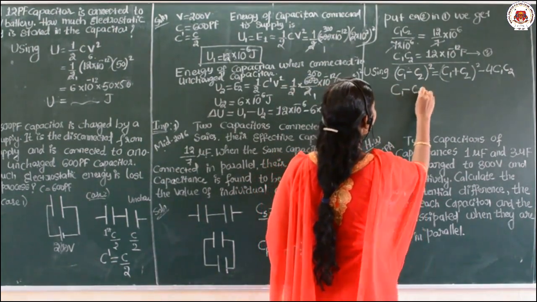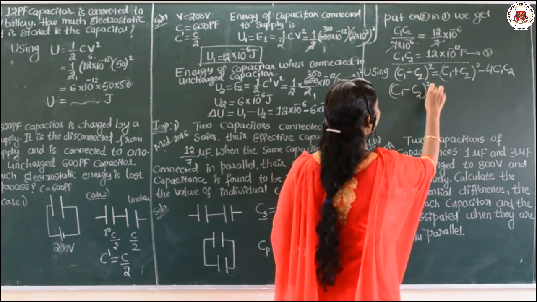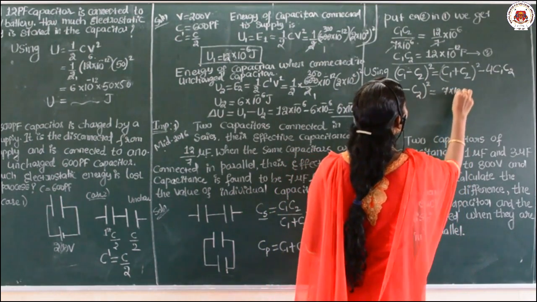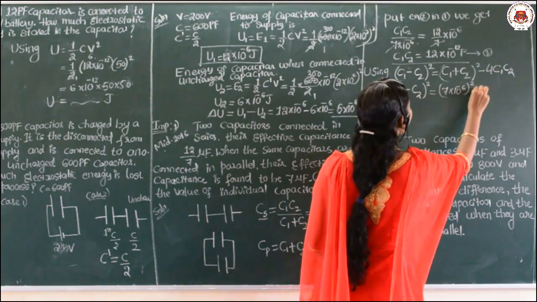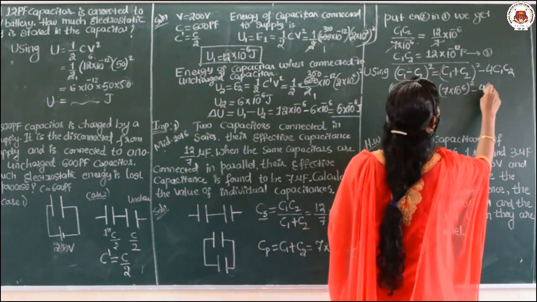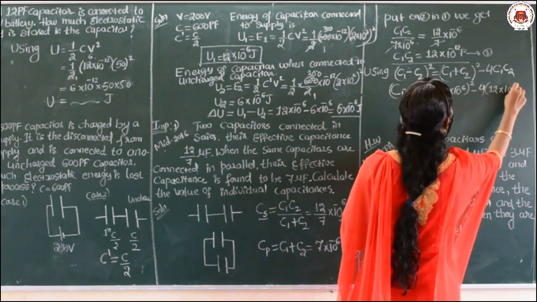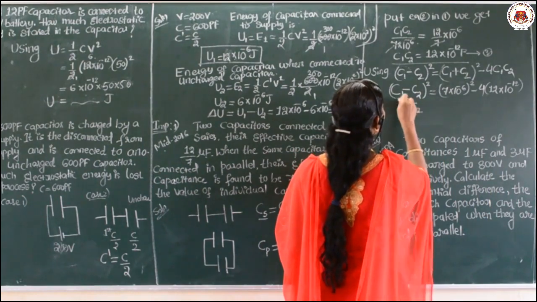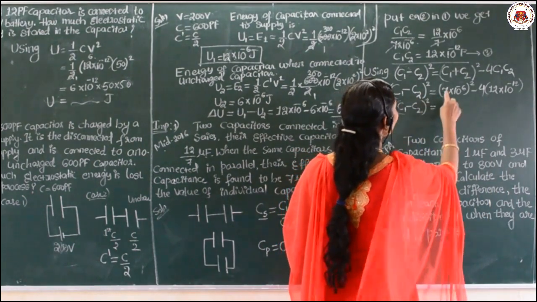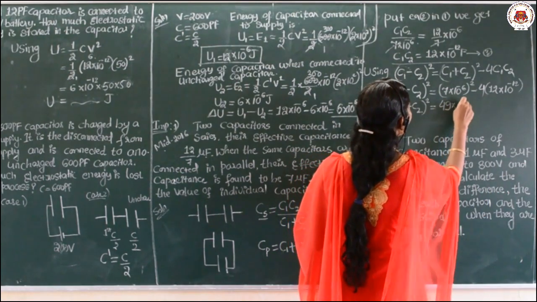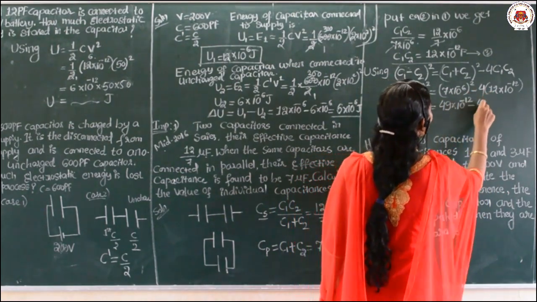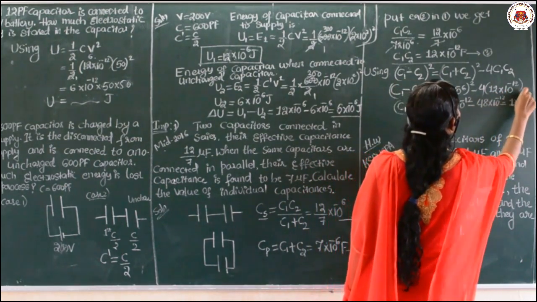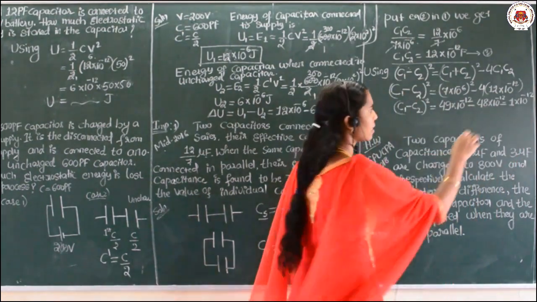C1 minus C2 whole square is equal to C1 plus C2, which means how much? 7 into 10 raised to minus 6 whole square, minus 4 into C1 C2, which means how much? 12 into 10 raised to minus 12. Then after the simplification, C1 minus C2 whole square is equal to 49 into 10 raised to minus 12 minus 48 into 10 raised to minus 12. Then you get 1 into 10 raised to minus 12. 49 minus 48, the answer will be 1.